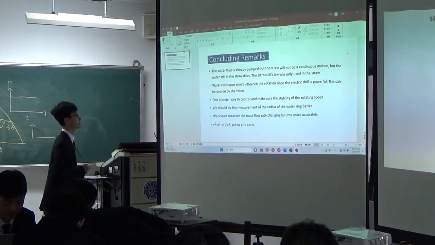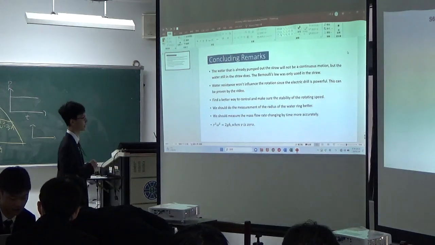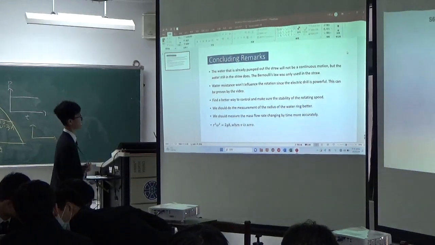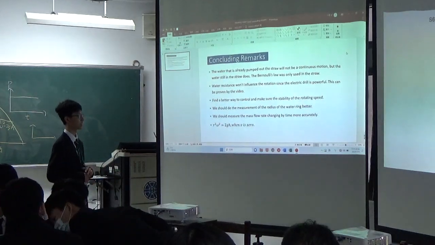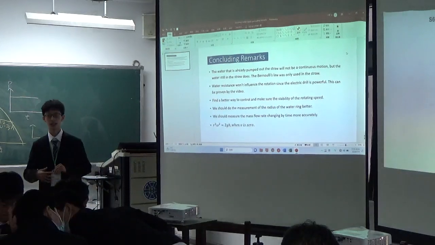Okay, the water resistance will influence the rotation since the electrical motor is very powerful. This can be proven by the video. We control the angular velocity. And next, we need to find a better way to control and make sure of the stability of the rotating speed.